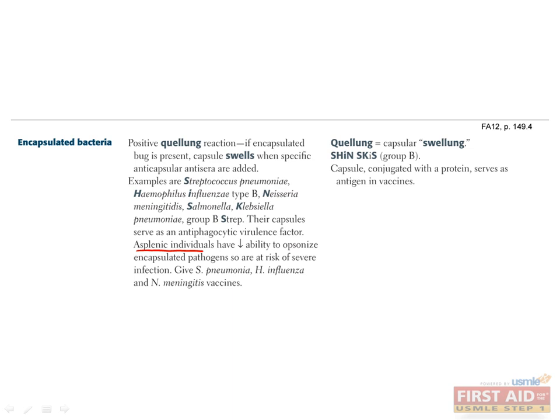Those with B-cell deficiencies are also at increased risk of disease by encapsulated bacteria, as B-cell immunity is the main line of defense against these organisms. Use the mnemonic SHINSKIs to help you remember which are the encapsulated bacteria: Streptococcus pneumoniae, Haemophilus influenzae type B, Neisseria meningitidis, Salmonella, Klebsiella pneumoniae, and Group B strep.